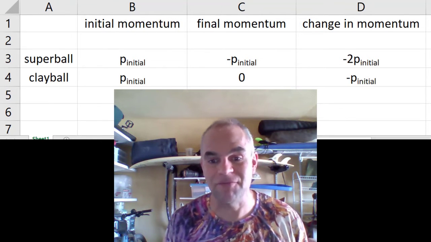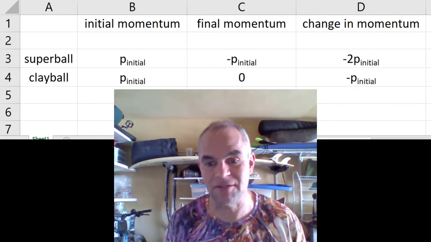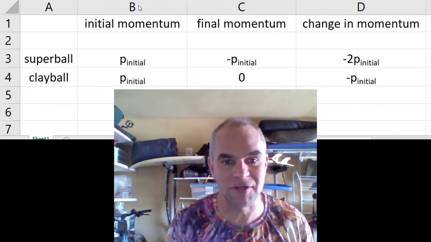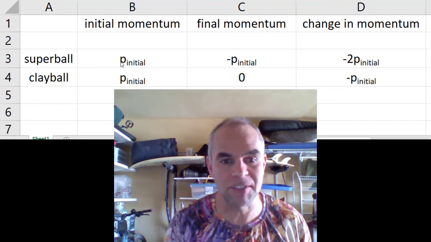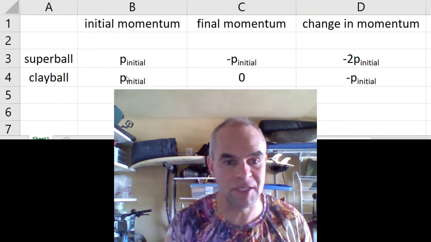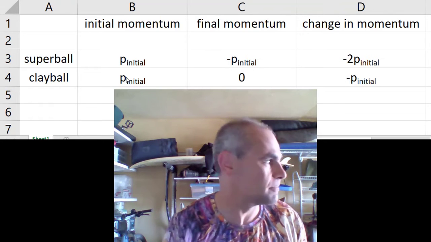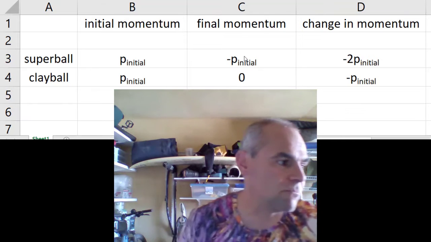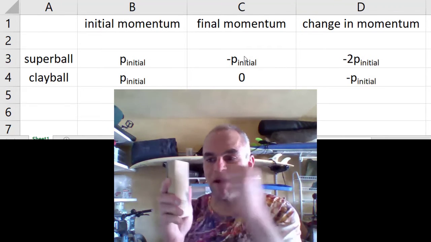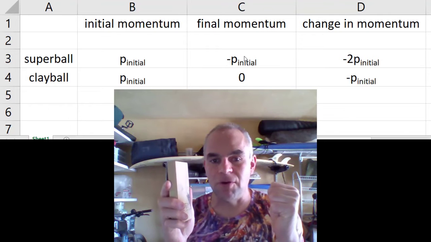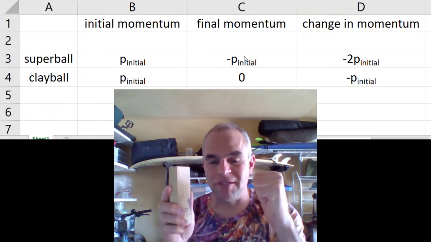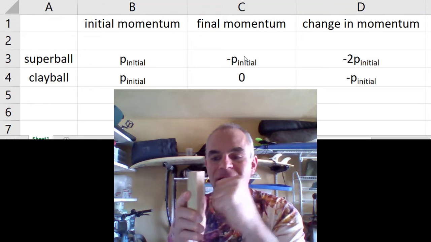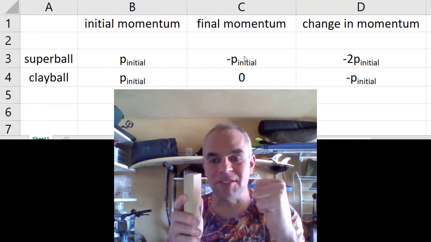Keep that in mind. If they have the same mass and the same final velocity, they're going to have the same momentum in both cases. I'm going to call that momentum, in column B, the initial momentum, P initial. And both the super ball and the clay ball have that same initial momentum. After the super ball hits the wooden block, it's going to bounce away from it. In the ideal world, the super ball, if it's coming at the block with a momentum of P initial, is going to bounce away with a momentum of minus P initial.